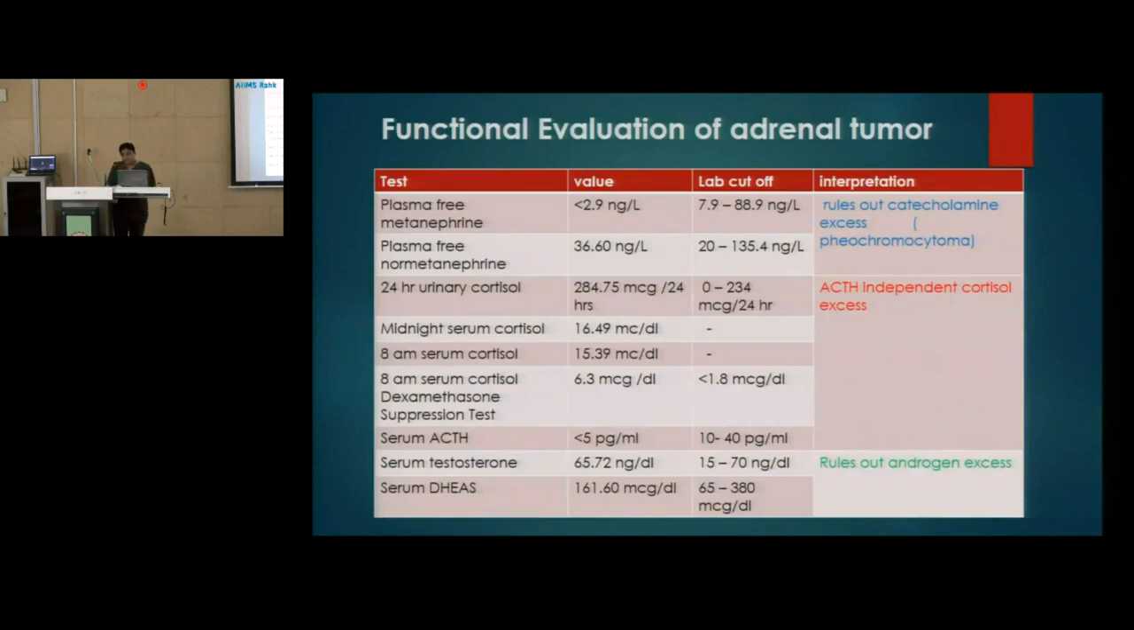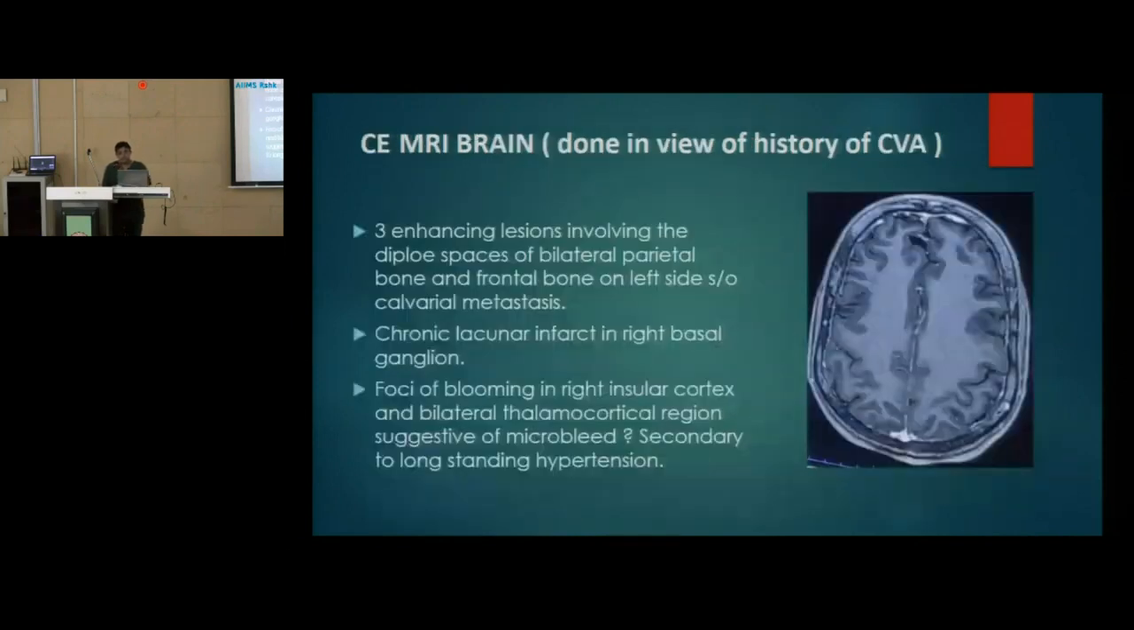Since the patient had a history of cerebrovascular accident 4 years back, we did one MR brain. In that we found there were 3 enhancing lesions involving the diploic spaces of bilateral parietal bone and frontal bone on left side, suggestive of calvarial metastasis. There were chronic lacunar infarcts in the right basal ganglia region and foci of blooming in right insular cortex and bilateral thalamocortical region, suggestive of microbleeds secondary to long-standing hypertension.